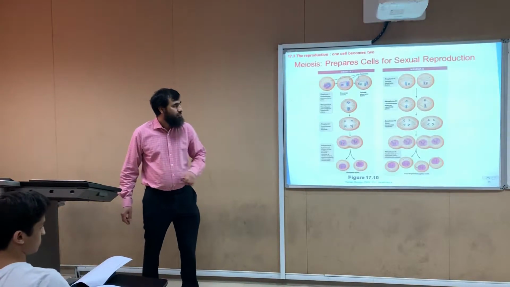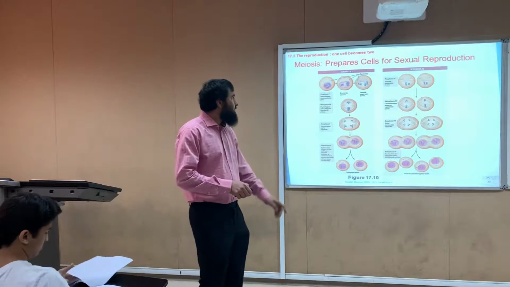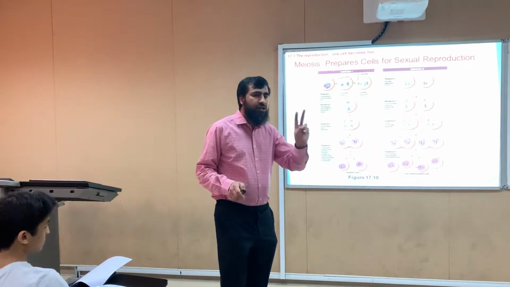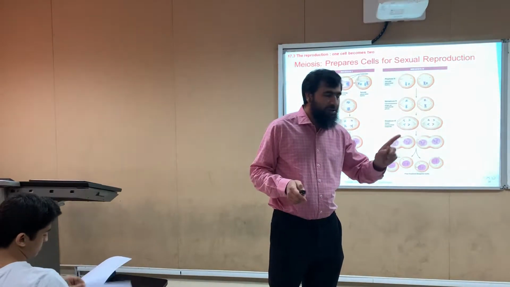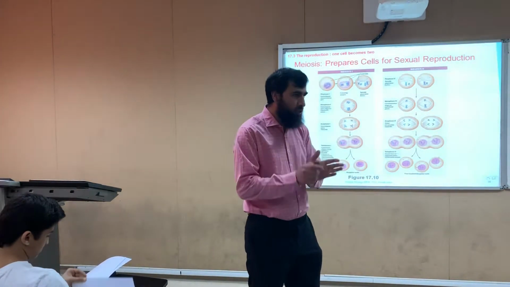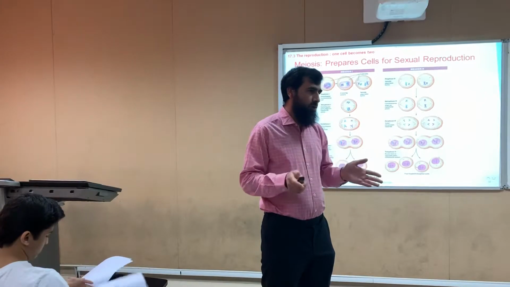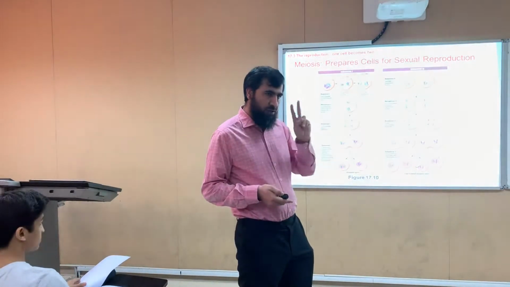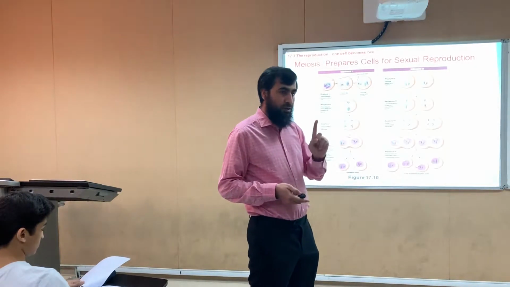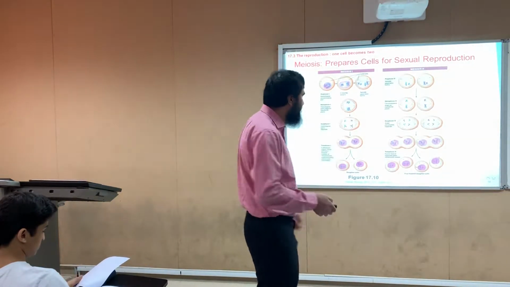Okay, here we go. In meiosis, there are actually 2 cell divisions. Remember, mitosis has 1 cell division, and we get identical daughter cells, which are diploid. In meiosis, we get 4 cells from the 2 divisions, non-identical, and they are haploid. They have half the number of chromosomes.